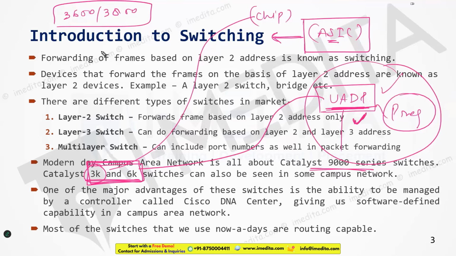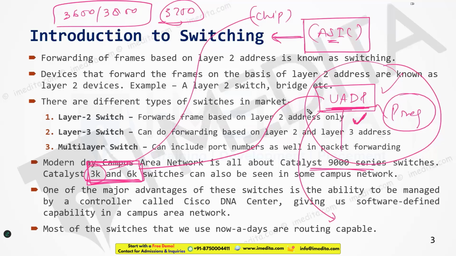We can't say the same for the 3750. In the 3750, we don't have that UADP chip. So the 3750 series switch is not actually compatible with the DNA Center. It is not compatible with software-defined networking. You might not see the use of the 3750 in your production environment that often as compared to the 3850 or 3650. They have moved, by the way, from the UADP to a new chip.